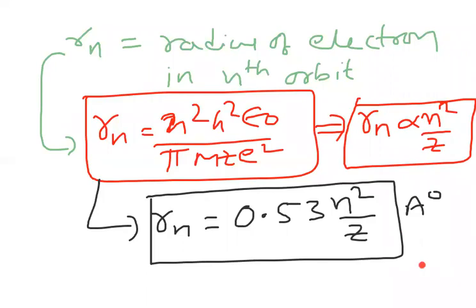So Rn is proportional to n square by z. We wrote like that. These are the formulae we have. I hope you are clear with the radius of the electron in the nth orbit. Now let us observe. My target is to find the speed of the electron in the nth orbit.